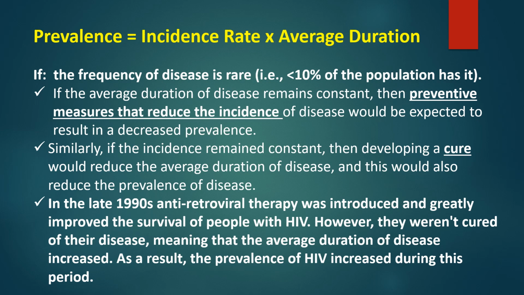This means that the average duration of disease has increased greatly. That resulted in increased prevalence of HIV during that period around the world. So prevalence increased not because more incident cases are happening. No, there was prevention, but because the duration of the disease increased greatly.